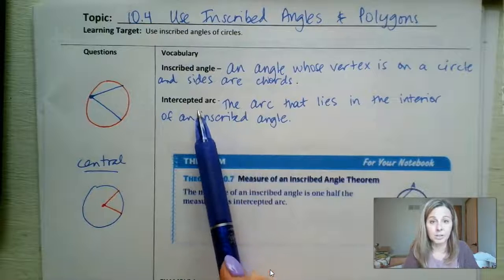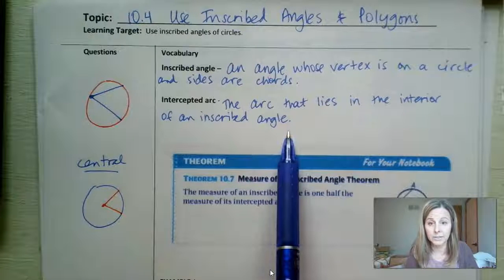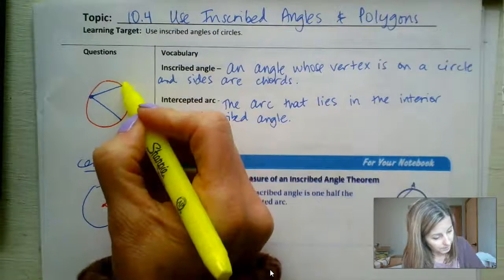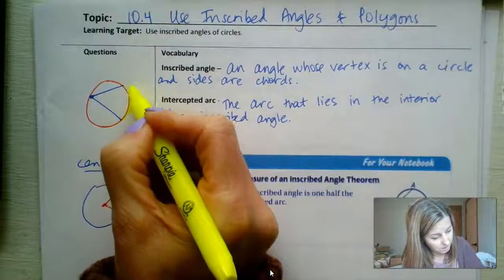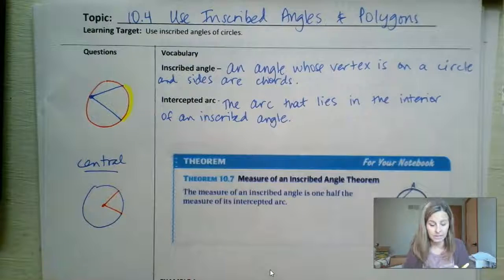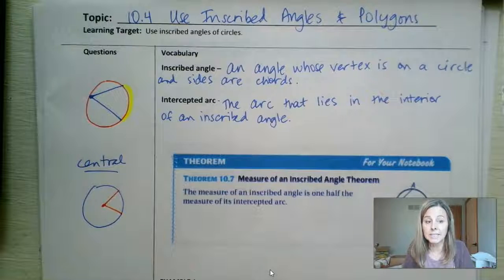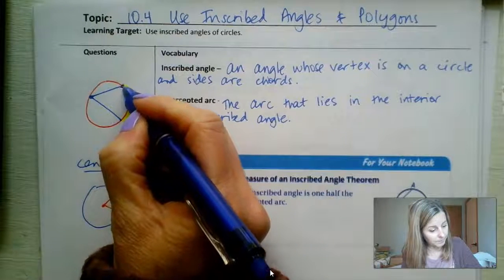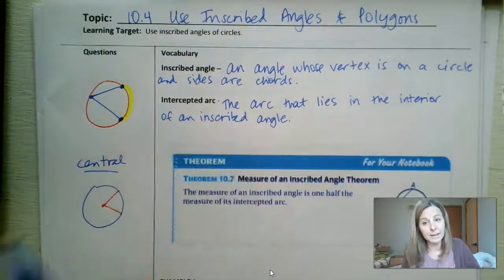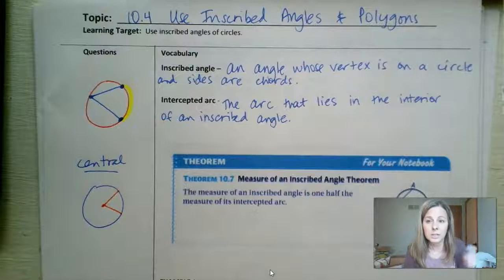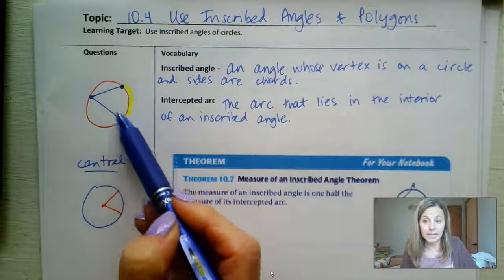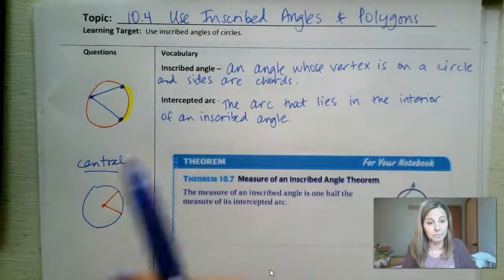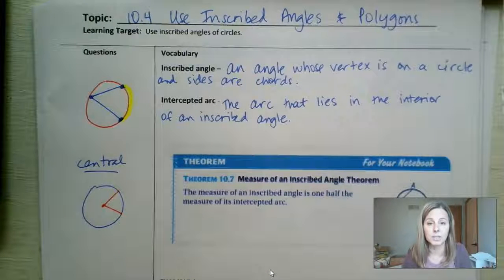The intercepted arc is the arc that lies in the interior of an inscribed angle. So on the first picture, the one I drew here, this arc that I'm outlining, hopefully that highlighting is showing up, that's considered the intercepted arc. If you think about these being the endpoints of the angle, if you were to connect those endpoints with an arc, you have made the intercepted arc. All right, so I will use that terminology as we continue on.